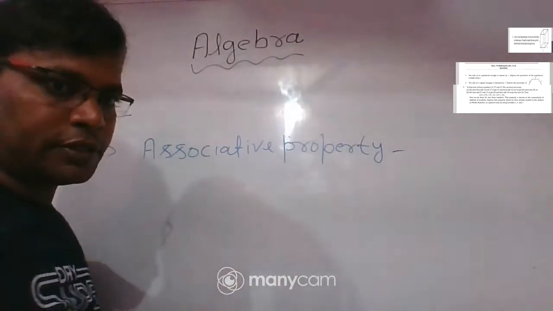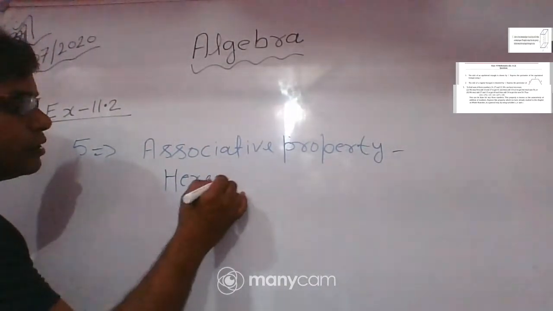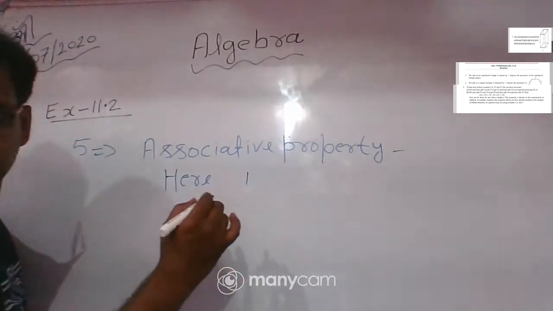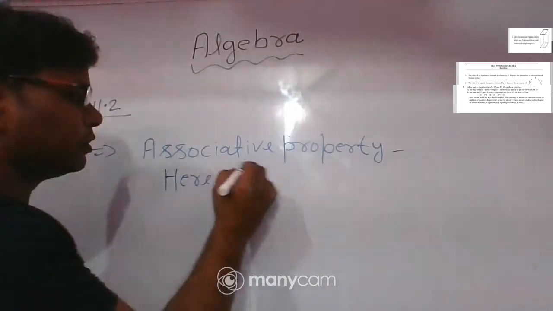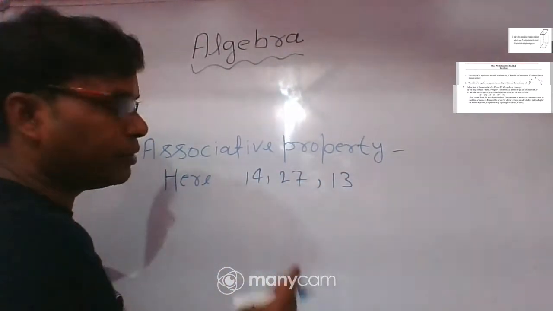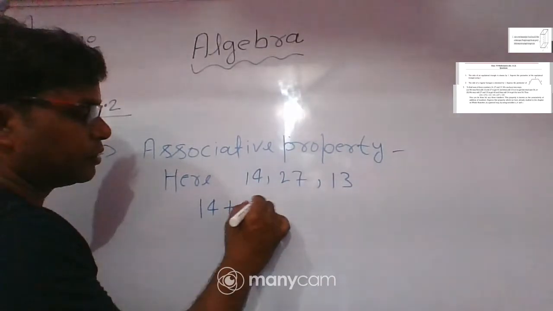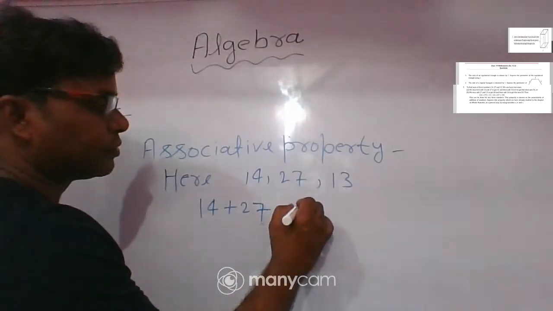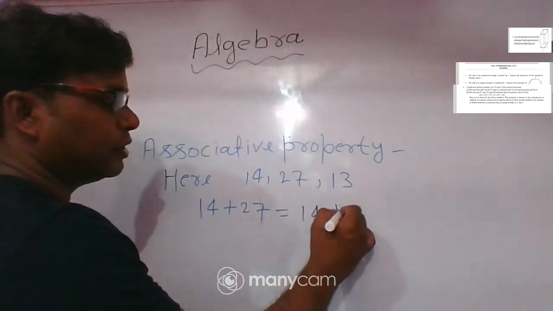Here is the associative property of addition of numbers. Suppose three numbers are given: 14, 27, and 13. First we add these two numbers, 14 plus 27, which is equal to 41. After this we add 13 to 41.